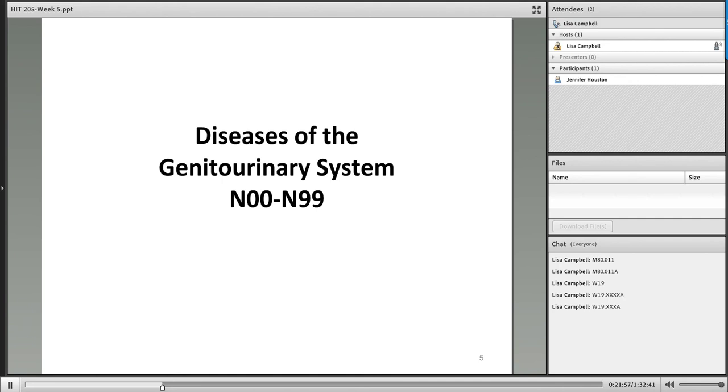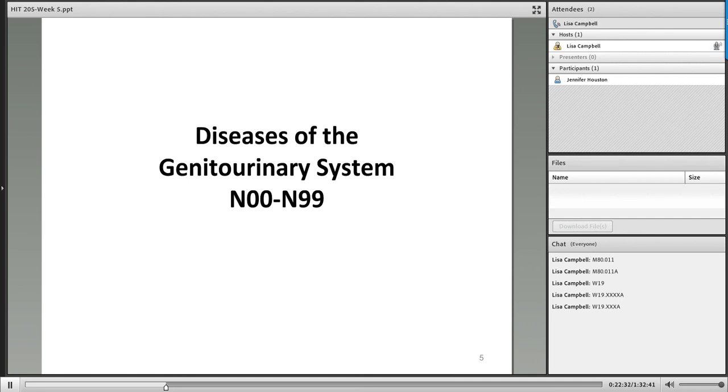All right, so letter N, the genitourinary system. When I first learned ICD-10, I was trying to figure out ways to remember these letters. Like, what if I can't find the code? If I could at least know what the first letter is, I can go over there and look for it. So M, muscles, musculoskeletal. N, nephro. Nephro means kidney, right? So genitourinary system.